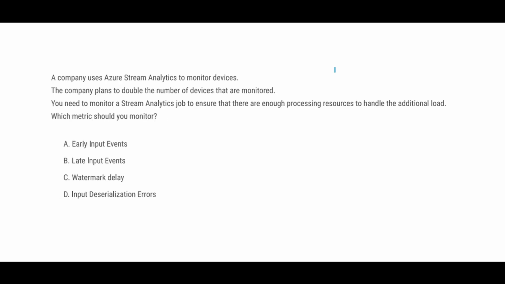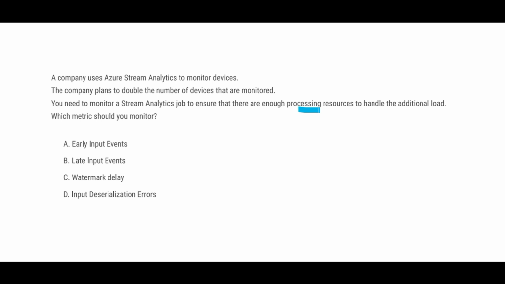Now let us move to the next question. See, in this question again, this is stream analytics, all real-time questions, real-time data movement. So you have devices and your company is saying, boss, I will put more devices, get ready. If you don't like this world, let me give you bad news, I'm going to put more devices. So now they're telling, boss, you need to monitor the stream analytics job to ensure there are enough processing resources to handle the additional load. That means I would keep increasing the load, and you should be able to process it. So using which metric will you come to know the load is going up?